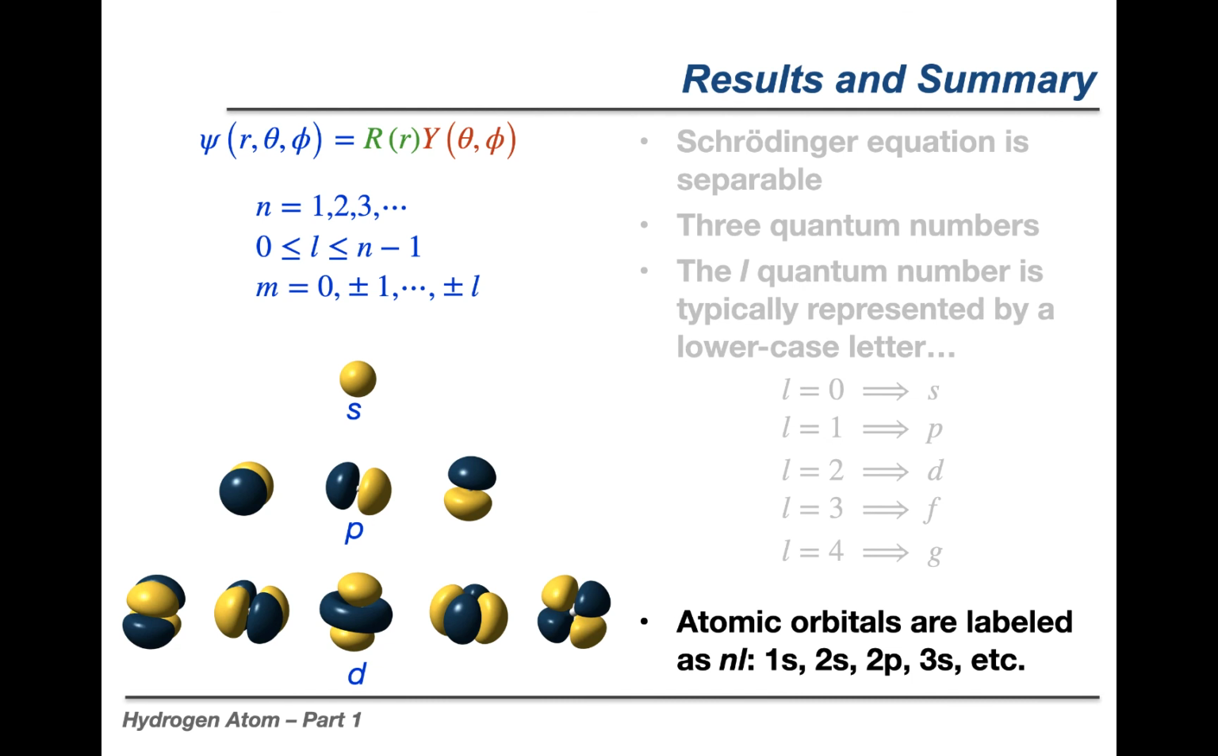Typically, when we write down an orbital for a hydrogen atom or other atoms, we use the principal quantum number and the L label together. So when the principal quantum number is 2 and L is equal to 1, we call that a 2p. When the principal quantum number is 3 and L is equal to 0, we call that a 3s, and so on.